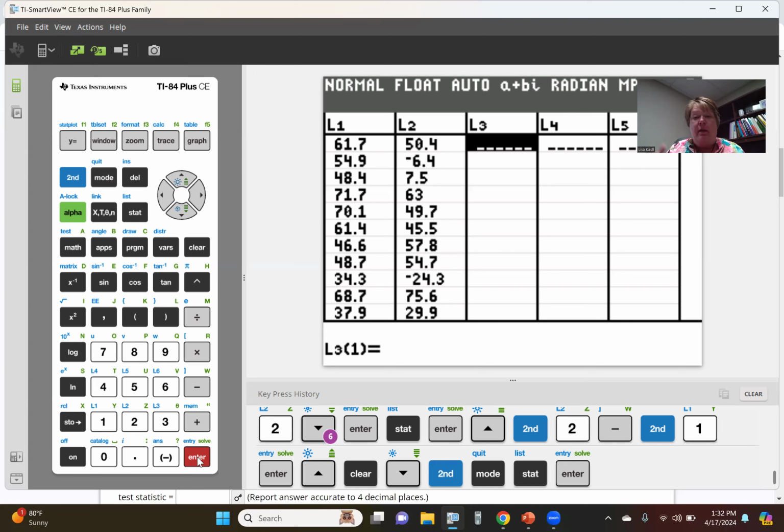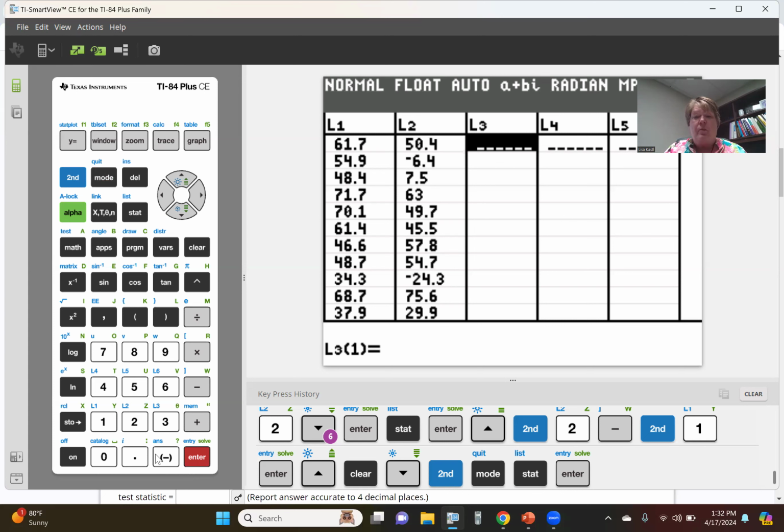So I can take the 50.4, subtract the 61.7, and write that down. Or I could take the negative 6.4 and subtract the 54.9 and write that down. It's just way easier, especially when you have a long set of data, and I think there are 23 data sets here. So it's a lot easier to let your calculator do that. So we're going to let the calculator calculate post minus pre.